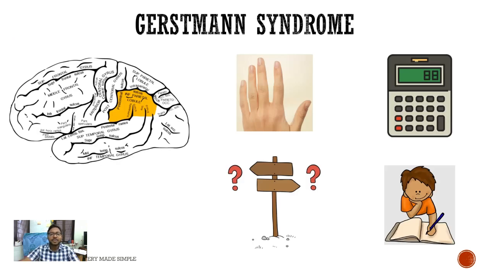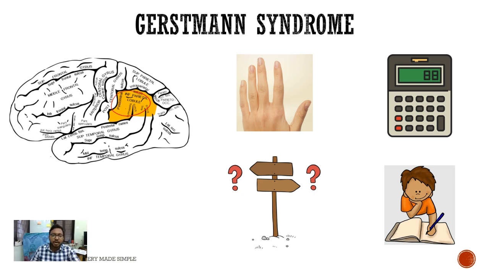So, basically, why is this Gerstmann syndrome happening? You know that brain tumors are one of the common conditions we encounter. Whenever there is a tumor in the parietal lobe, especially the dominant hemisphere, it can lead to a group of symptoms which is called Gerstmann syndrome.